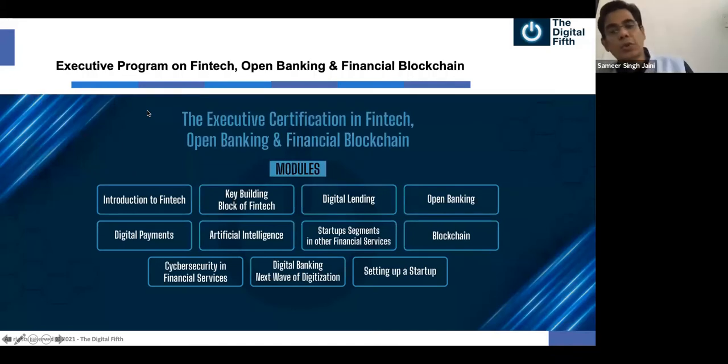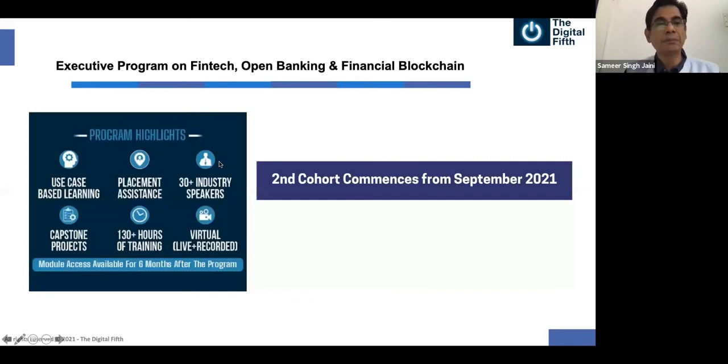We are also running a long-term program called FinTech, Open Banking, and Financial Blockchain. Many of you are already enrolled in it, and the next batch is starting in September of this year. If you are interested, you can join there as well. This is almost a 130-hour course, and we definitely work on practical aspects rather than very theoretical ones.